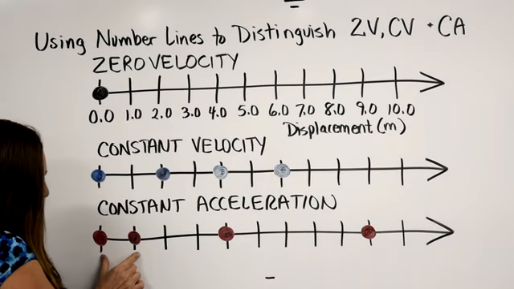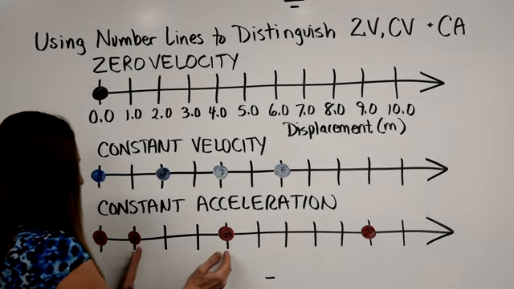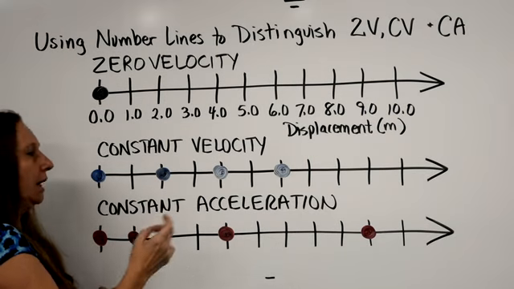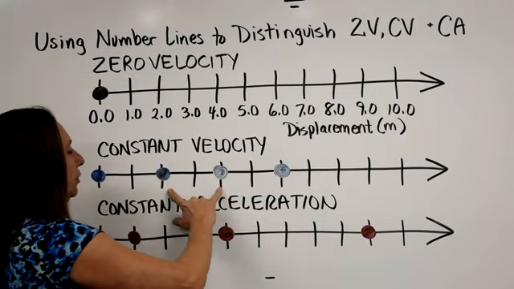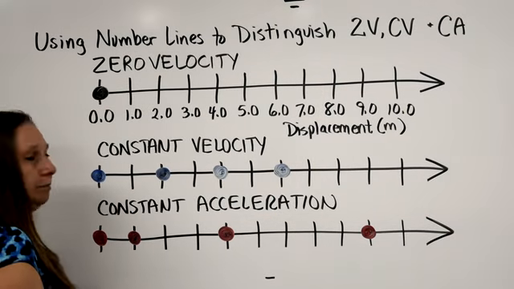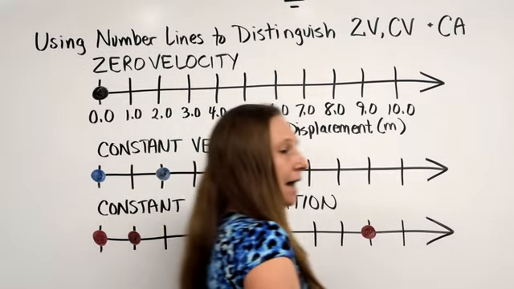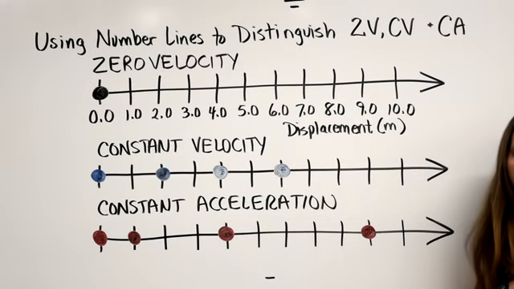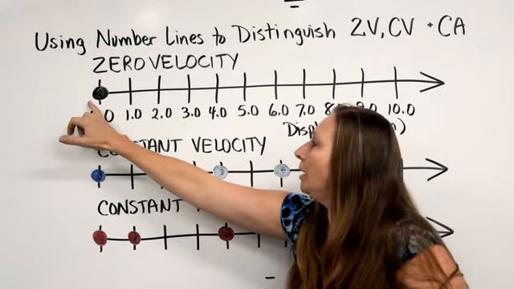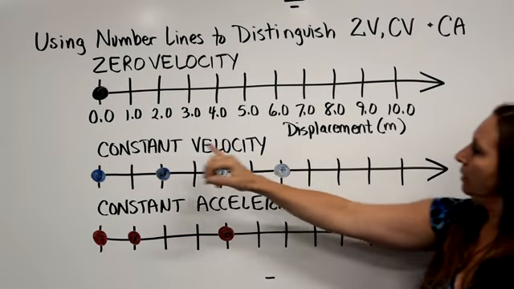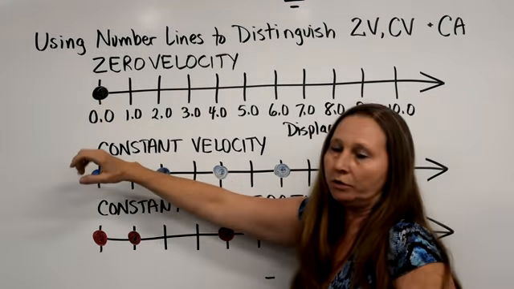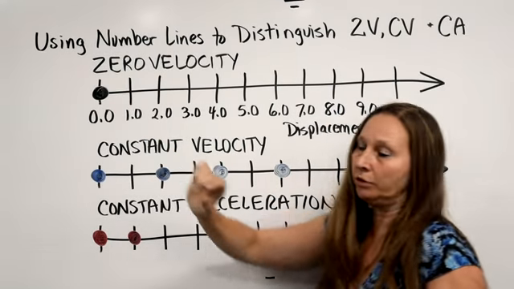All right, the person is going slowly here, then faster, then faster. This person is traveling at the same constant velocity, 2 meters, then 2 meters, then 2 meters. This person is not moving at all. All right, so you can see how these dots can represent different types of motion. 0 velocity, he's not moving. He's staying at 0 meters. 0 meters, 0 meters, 0 meters, 0 meters.